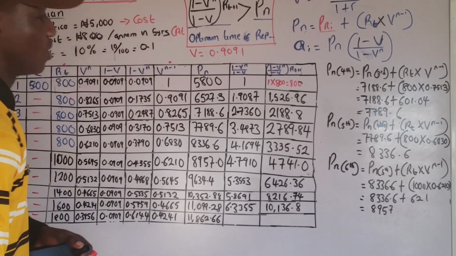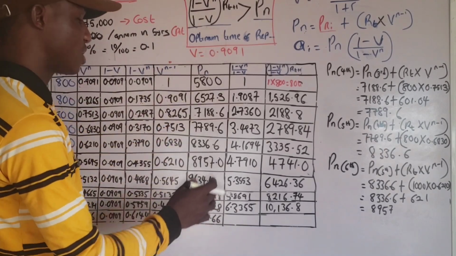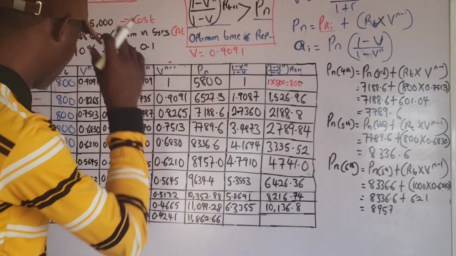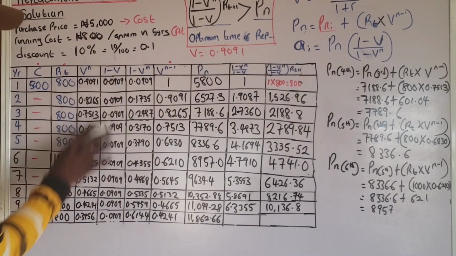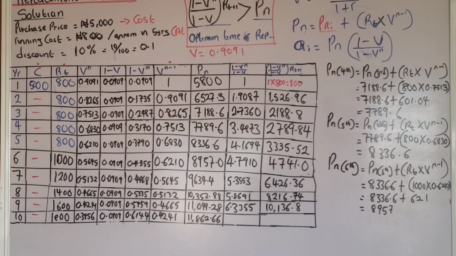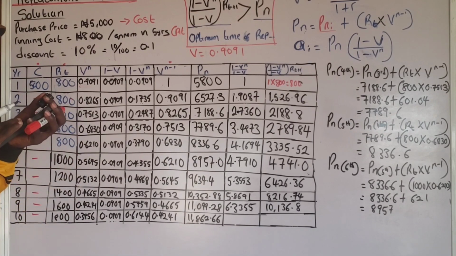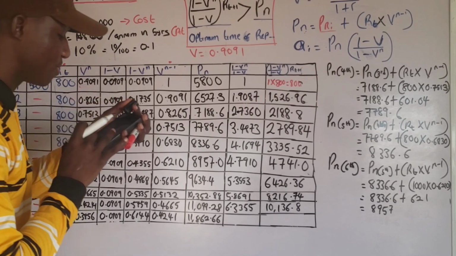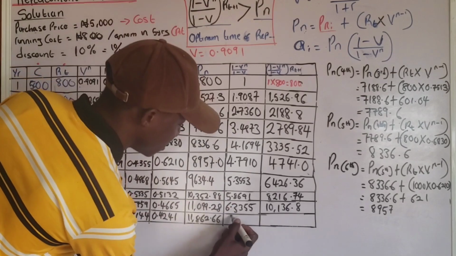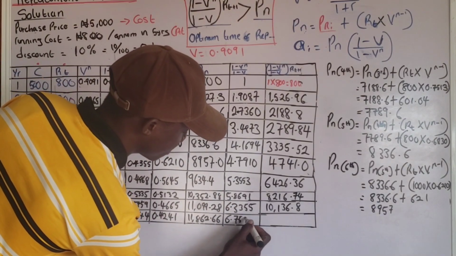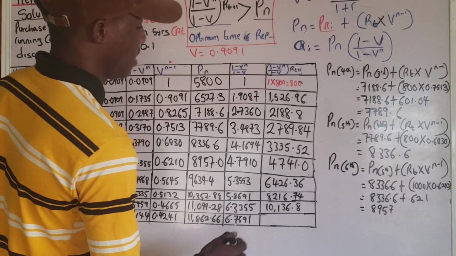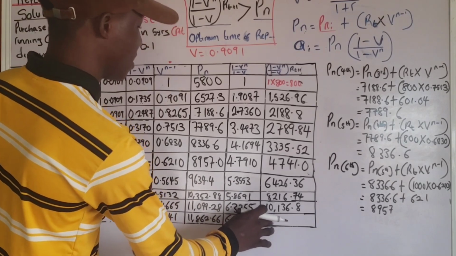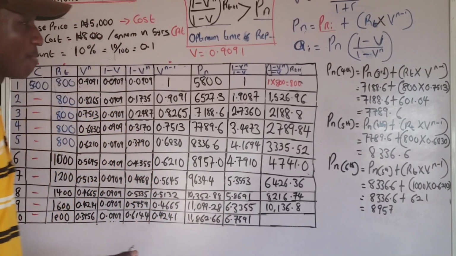11,862.66. Now 1 minus v raised to the power of n all over 1 minus v. 1 minus v raised to the power of n is 0.6144, and 1 minus v for the 10th year is 0.0979. So I'm going to divide this by this, and if you get the answer right, you're going to arrive at 6.7591.